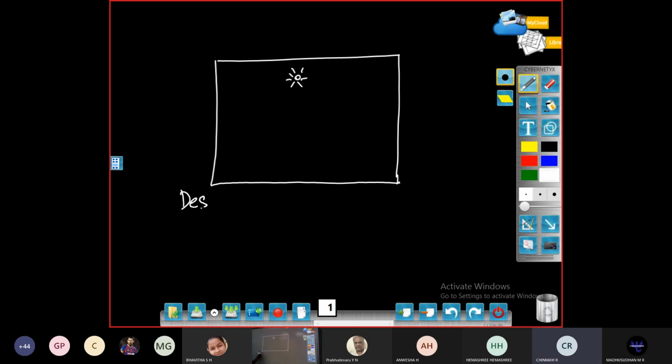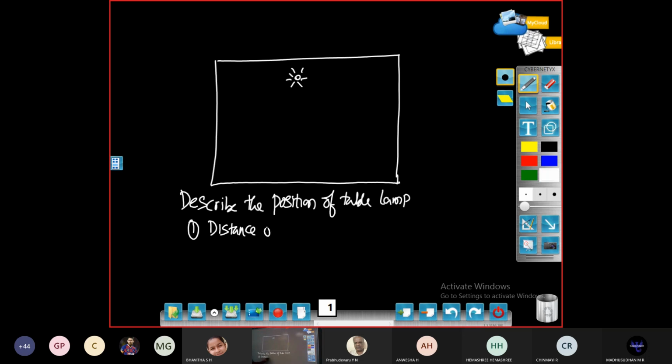Sir, we have to measure the lamp from the bottom and from the left edge. So you need to describe the position of the table lamp by measuring the distance. There are two pieces of information required. So let us assume the distance of the lamp from the left edge, and see what distance you can take from here.